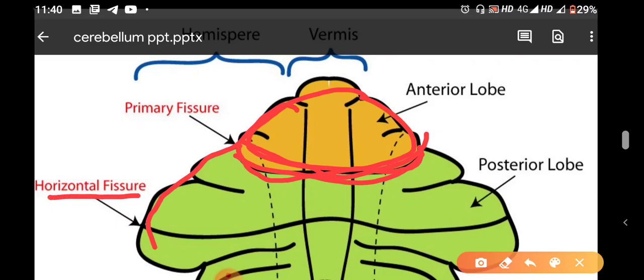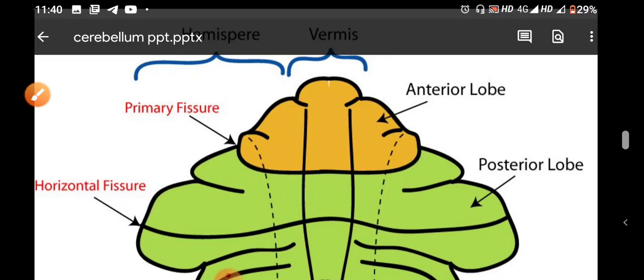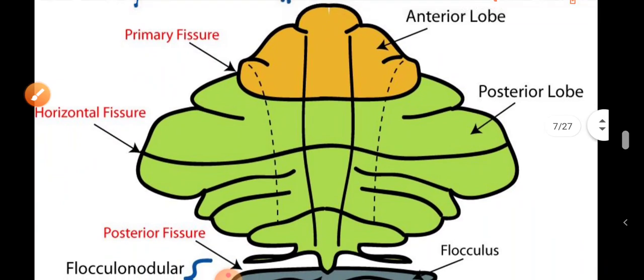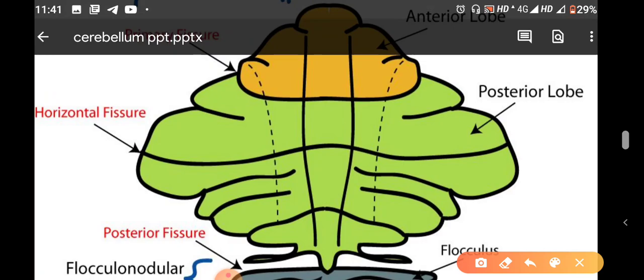Now the horizontal fissure. The horizontal fissure separates the superior surface of the cerebellum from its inferior surface and thus follows the convex posterior and the anterolateral border of the cerebellar hemisphere. So this is the horizontal fissure which separates the superior surface of the cerebellum from its inferior surface.